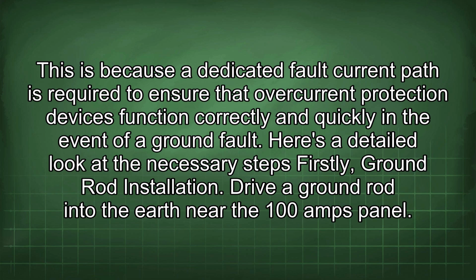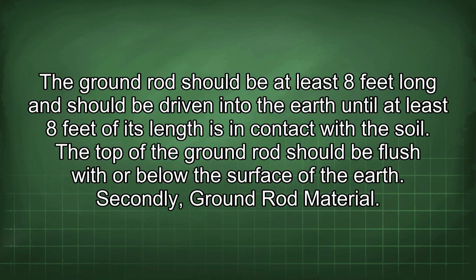Firstly, ground rod installation. Drive a ground rod into the earth near the 100 amps panel. The ground rod should be at least 8 feet long and should be driven into the earth until at least 8 feet of its length is in contact with the soil. The top of the ground rod should be flush with or below the surface of the earth.